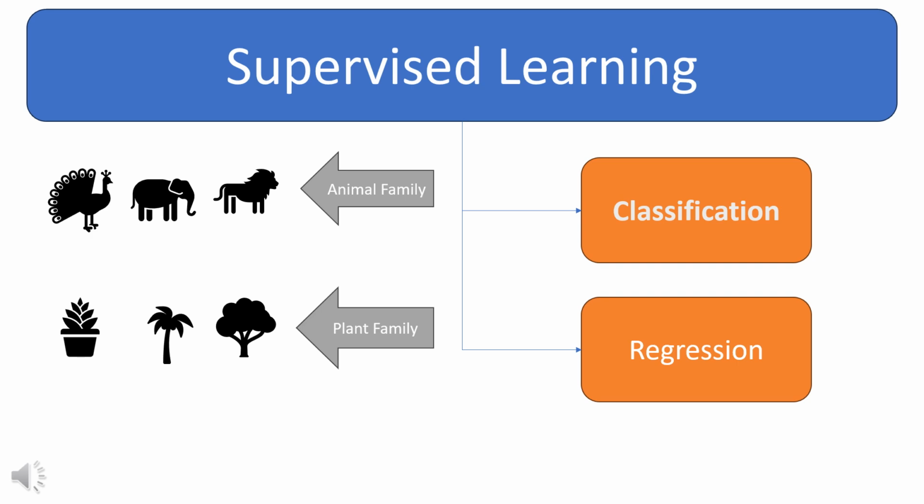Regression in machine learning consists of mathematical methods that allow data scientists to predict a continuous outcome based on the value of one or more predictor variables.